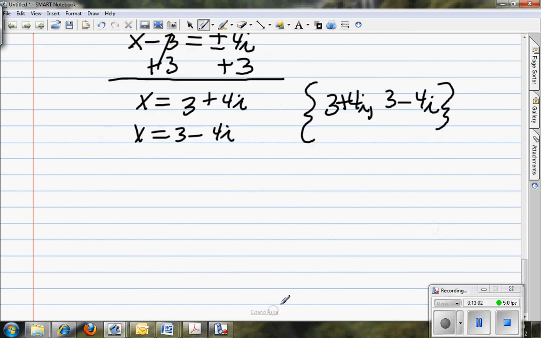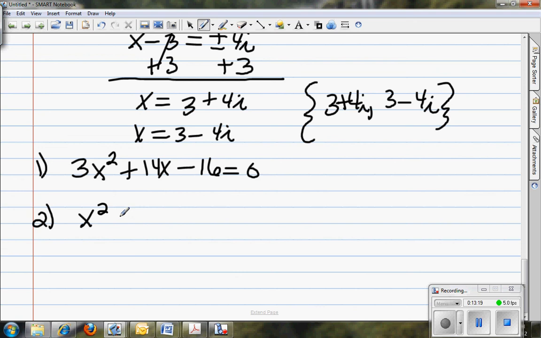All right, you only have 2 problems to complete on your own. Problem number 1 is solved by completing the square. Both of them are. 3x squared plus 14x minus 16 is equal to 0. And the second one is x squared plus 2x plus 2 is equal to 0. So try these out on your own and bring them in tomorrow. Thanks.